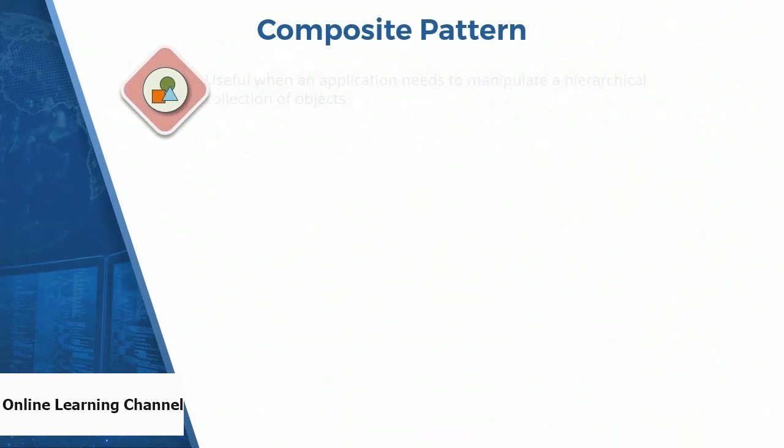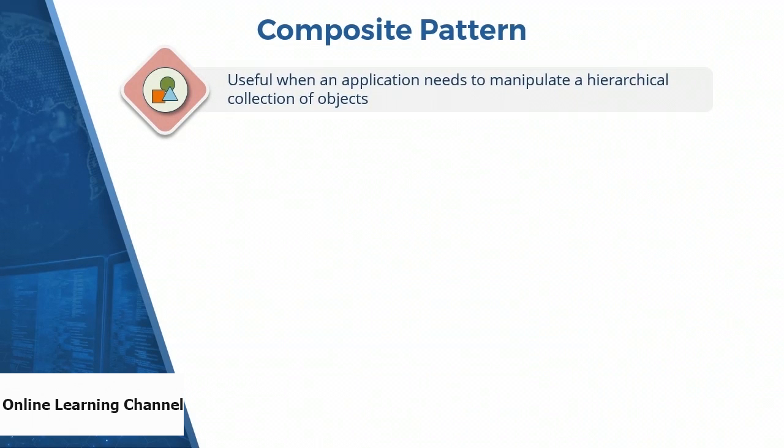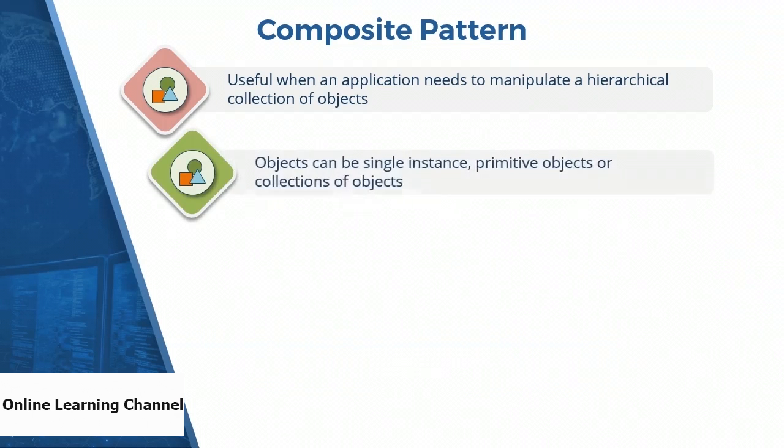The composite pattern is extremely useful when an application needs to manipulate a hierarchical collection of objects. And the moment I make this statement, it should become immediately obvious to you why this pattern is so important in the world of JavaScript and web pages. Whenever we are working with web pages, we are dealing with a DOM hierarchy, and a DOM hierarchy is a tree based hierarchical structure. The objects that you deal with in a composite pattern can be a single instance, those are primitive objects or collections of these objects.